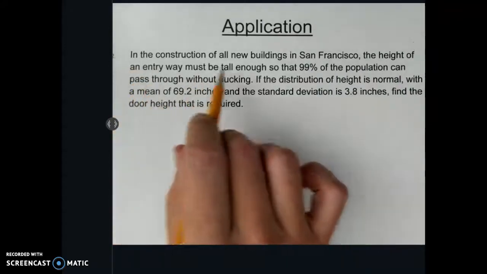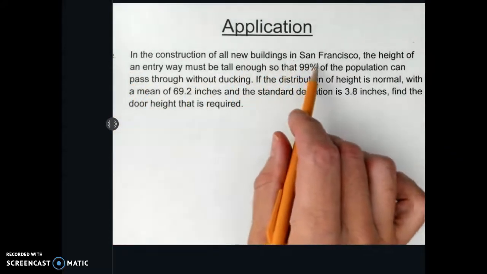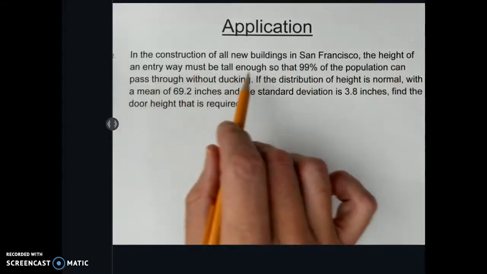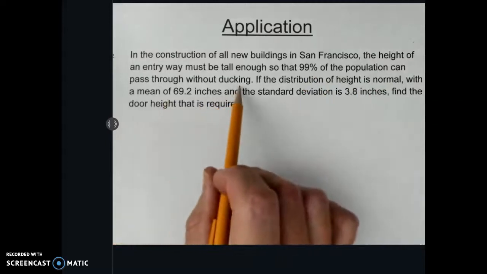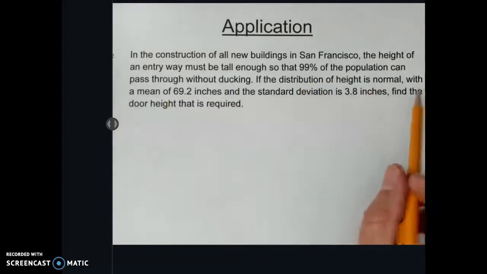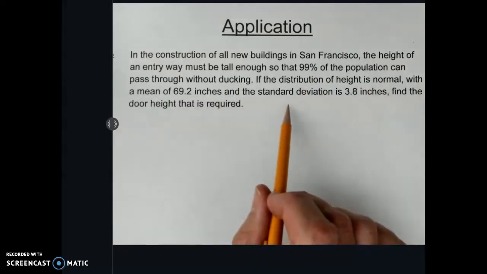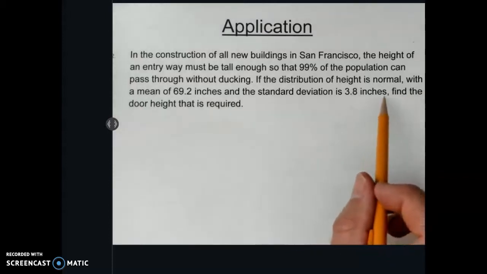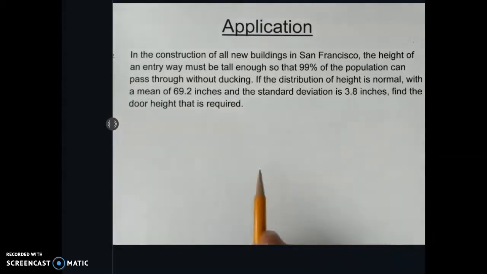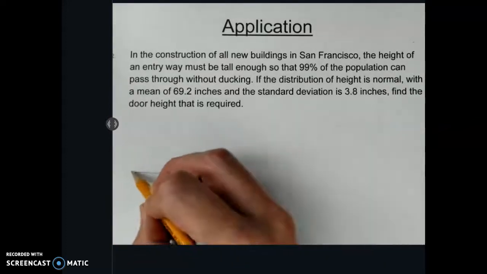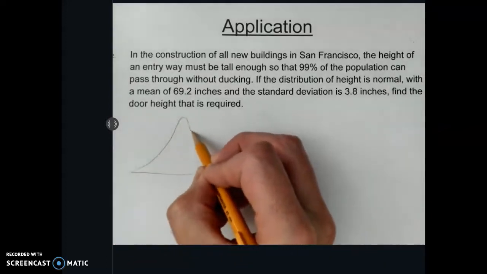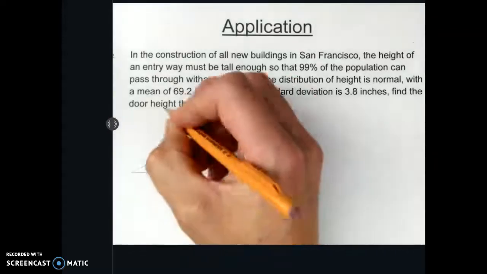It says, in the construction of all new buildings in San Francisco, the height of an entryway must be tall enough so that 99% of the population can pass through without ducking. If the distribution of height is normal, with a mean of 69.2 inches and the standard deviation is 3.8 inches, find the door height that is required. We're going to follow the same process. Very similar question. Draw our normal distribution here.